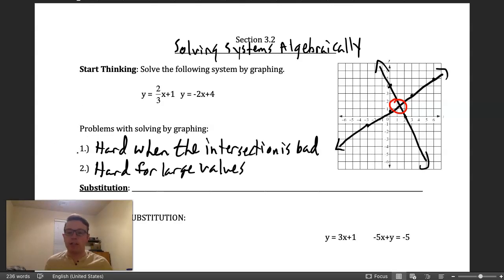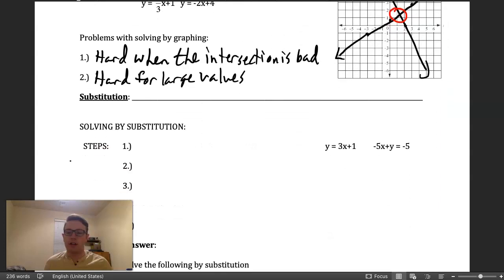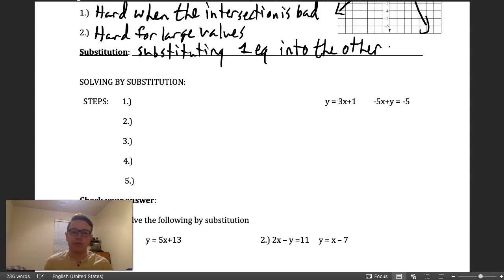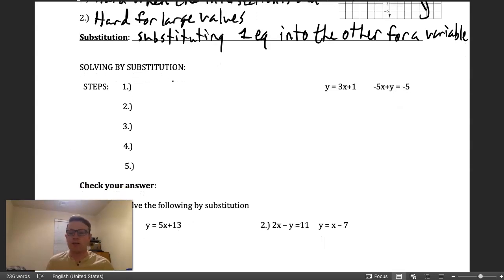Now we're going to cover two ways to do this. The first is substitution. And all substitution is substituting one equation into the other for a variable. Now how does this work? Well, we have a 5-step process here for solving by substitution. The first step is going to be making sure that one equation is equal for x or y. So making sure we have one variable on one side.